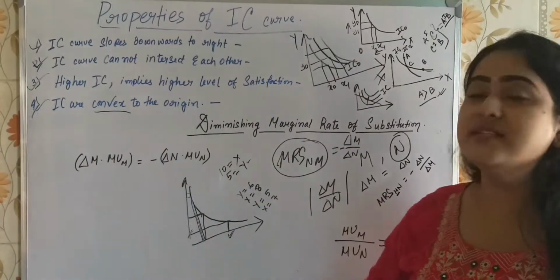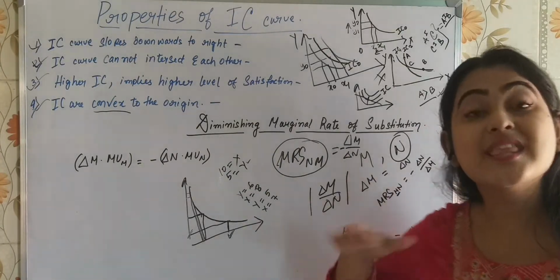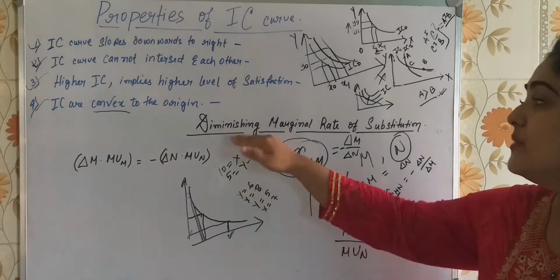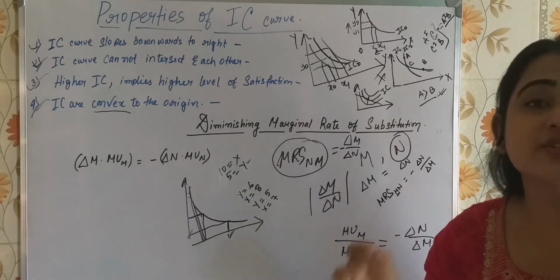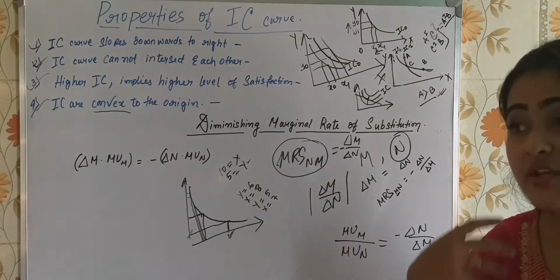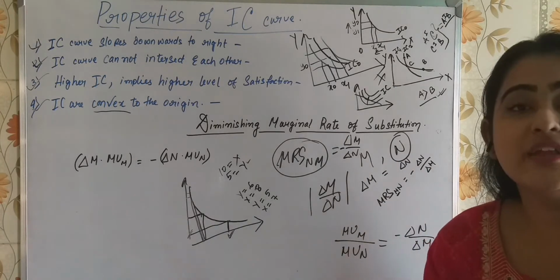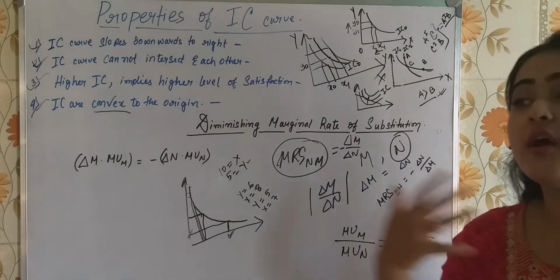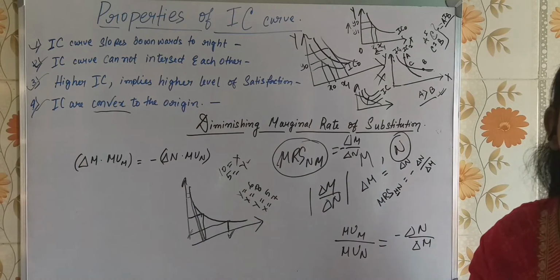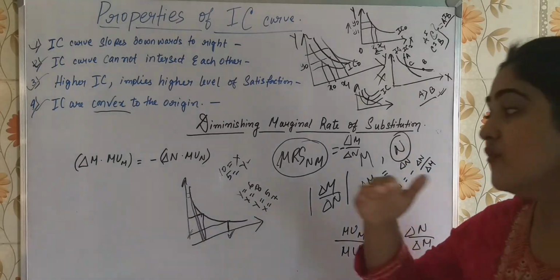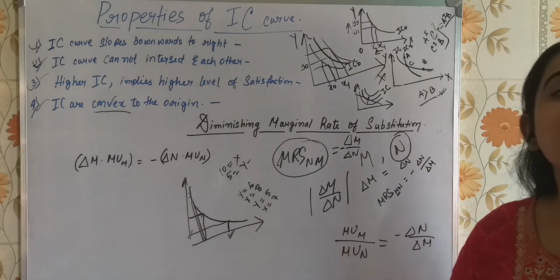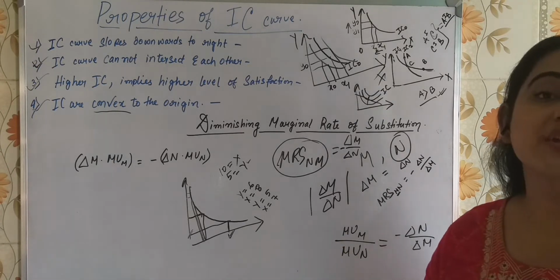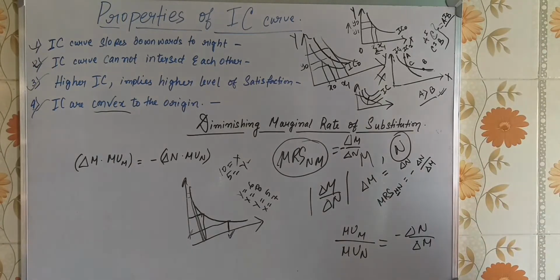This property of IC is convex to the origin, and this is the reason why we say diminishing marginal rate of substitution. Means the marginal rate of substitution, the rate by which we are ready to sacrifice commodity n for commodity m, will reduce, will diminish whenever you are reaching towards the axis. That is why we call it convex to the origin. Got it?